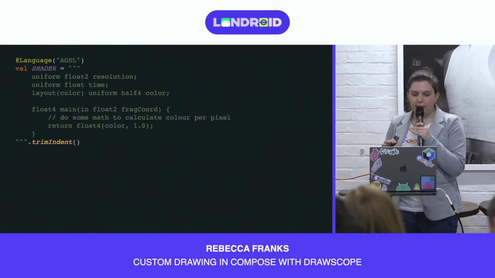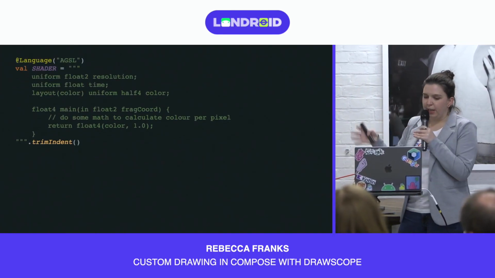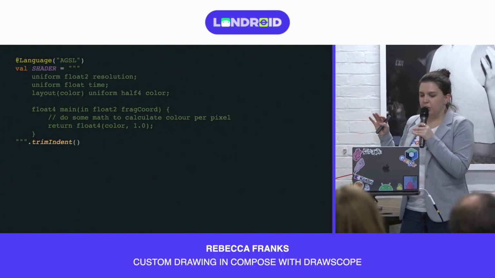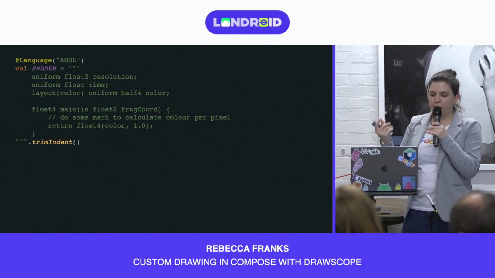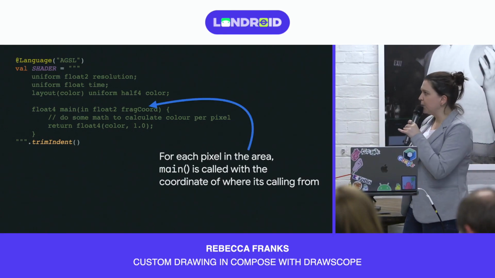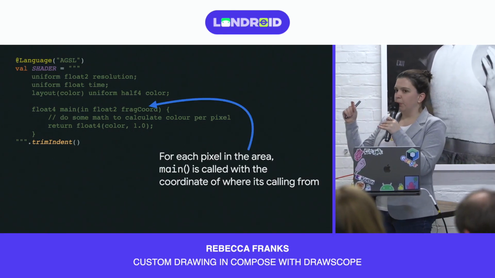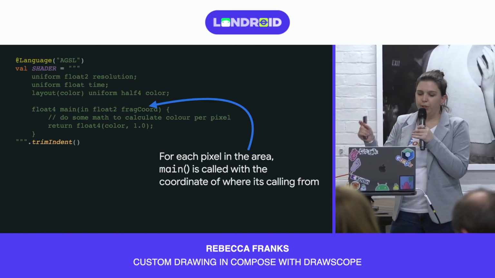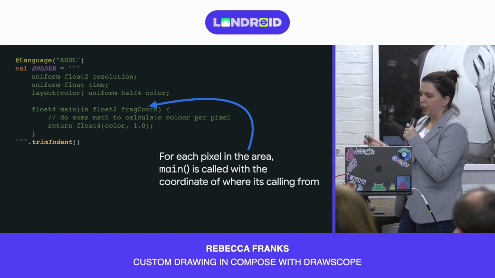To define our shader, we take this mostly from ShaderToy. I left out the bits of the complicated maths. But this is a basic shader that you would add, which runs for every single pixel. This main function is called for every single pixel of your composable that is drawn on screen, with the frag coordinate for the X and Y position that it's being called on.